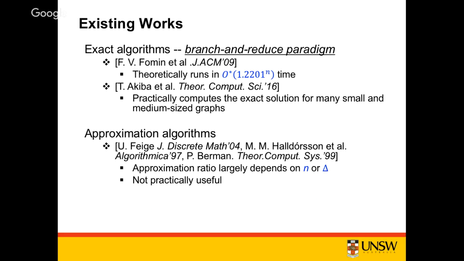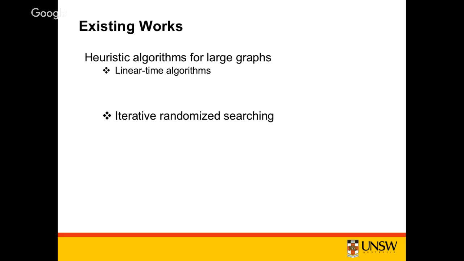For the existing approximation algorithms, the approximation ratio largely depends on n or the maximum degree. The maximum degree in the worst case can also be n. This follows from the previous hardness result of the approximation. So these approximation ratios are not practically useful. So most practical solutions are heuristic algorithms.